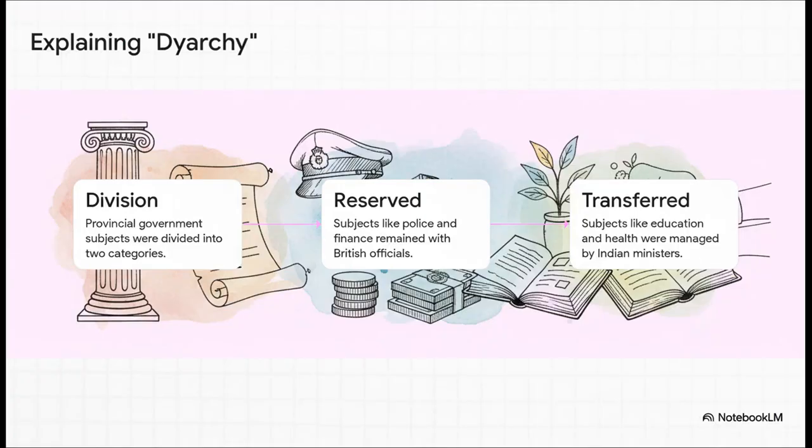That system was called diarchy, which basically just means dual government. And here's the gist of it. They took all the things a provincial government does and split them into 2 lists. The really important stuff, the police, the justice system, the money, those were reserved subjects, and they stayed firmly in British hands. The other stuff, like education and public health, became transferred subjects. Those were managed by Indian ministers.